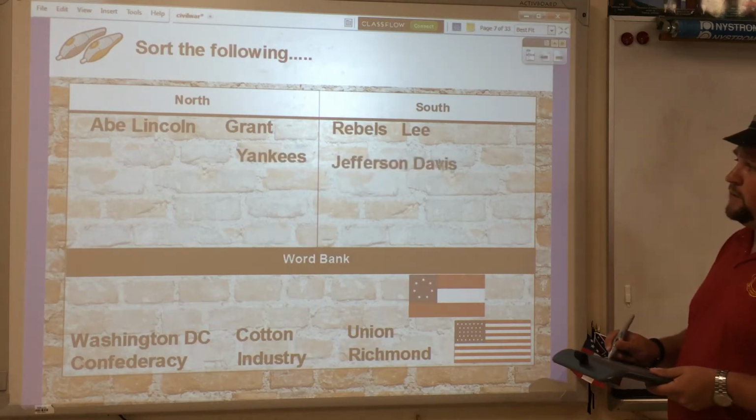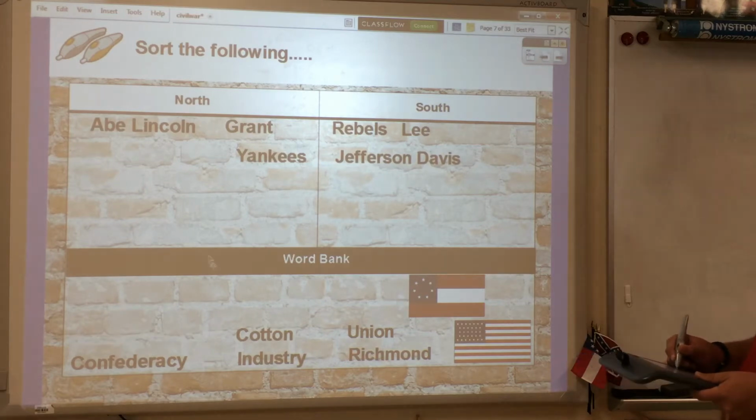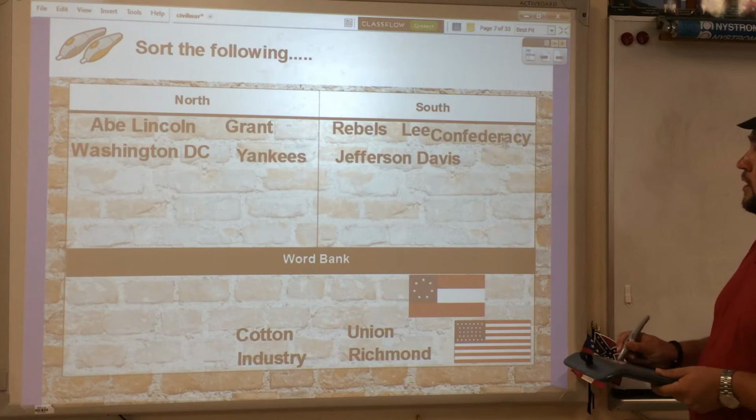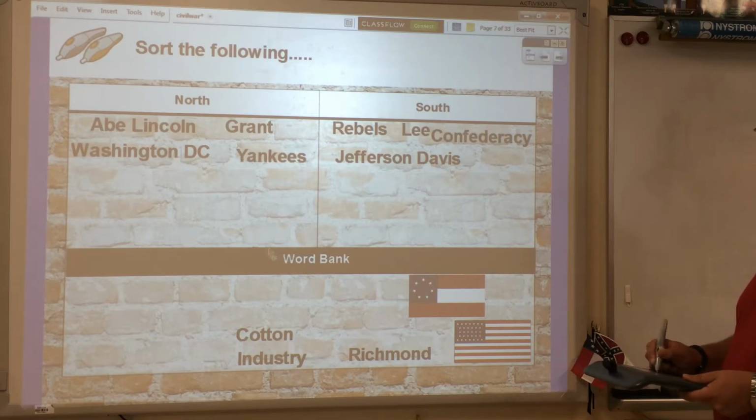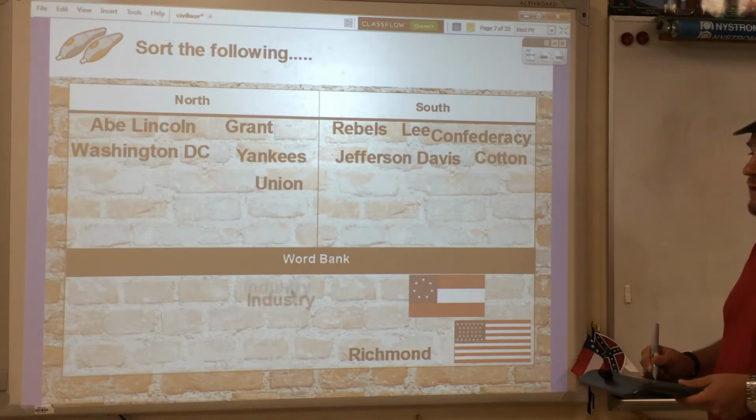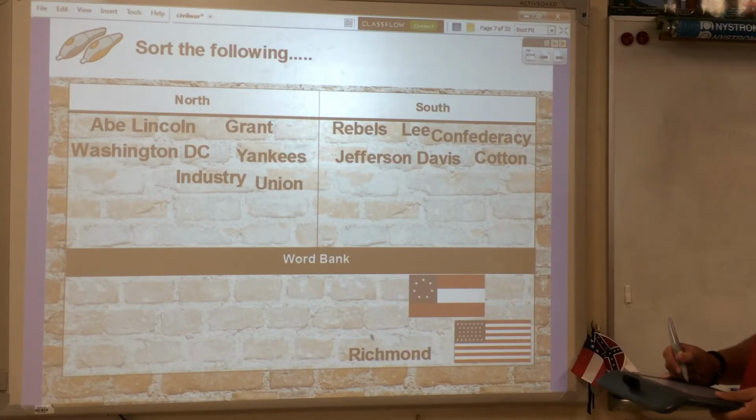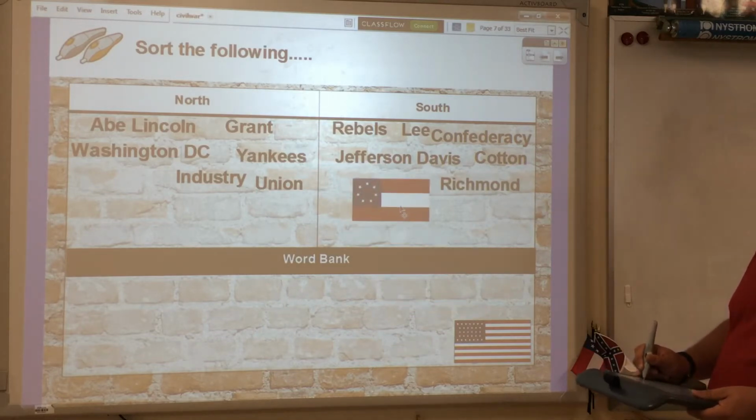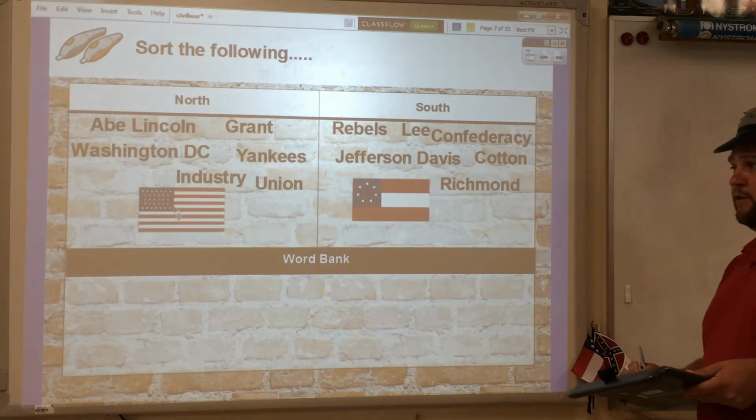Jefferson Davis was the president of the South, right? Washington, D.C. was the capital of the North. The Confederacy was what we called the states in the South, right? The Union's what we called the states over here in the North. Cotton was the big economic powerhouse in the South, whereas industry was the big economic powerhouse in the North. Richmond was the southern capital, and of course we said that this was the official Confederate flag, and this is the flag of the United States.